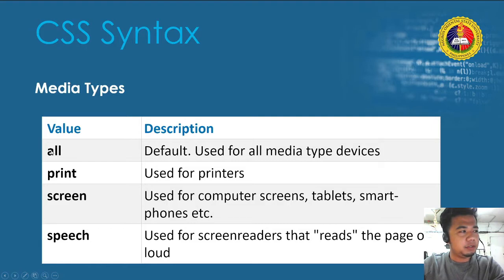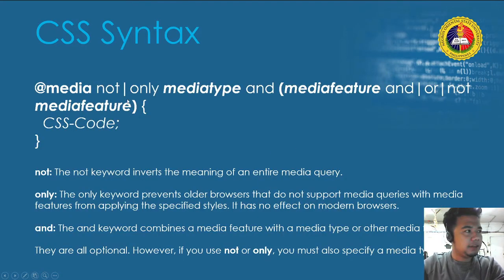So the value would be all. This would be the default used for all media types of media type devices. So again, we have at media and then media type. So, for example, if you say at media and then all, that means all the CSS code or CSS properties will be applied to all of the media.